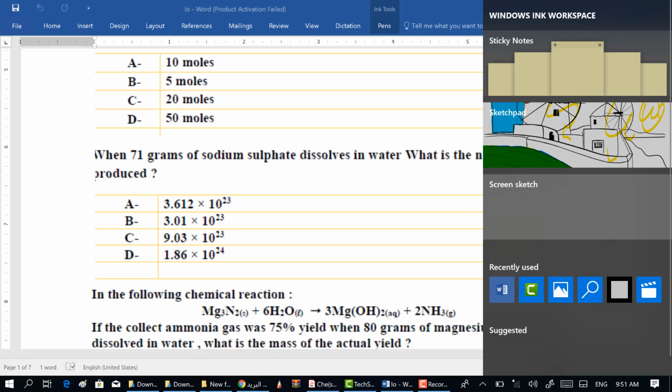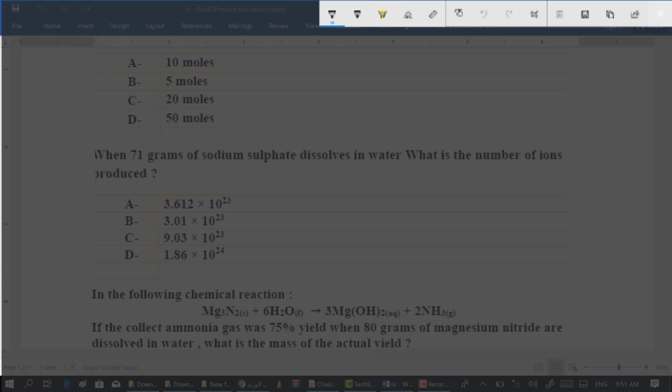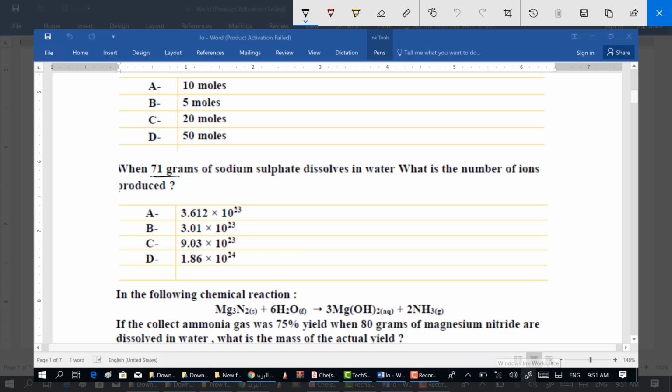Bismillah. When 71 gram of sodium sulfate, it's simple, Na2SO4, a solid substance, dissolves in water. When we add water to it, it will be in an aqueous solution, changing into 2 ions: 2 Na positive aqueous, and SO4 negative 2 aqueous.